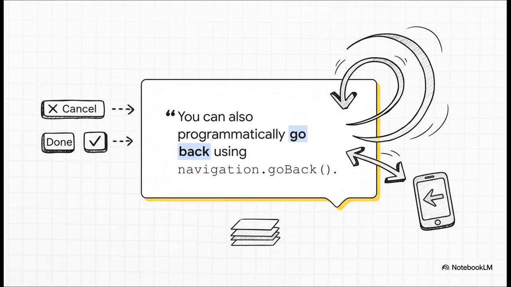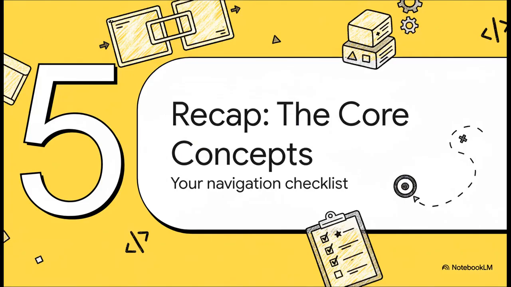But what if you want more control? Maybe you have a custom cancel button or something. Well, you can trigger that back action yourself from anywhere in your code. Just call navigation.goBack. It does the exact same pop action as the default button, giving you complete control over the entire flow.